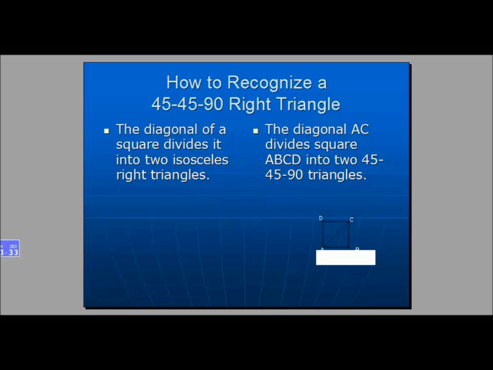There are two common situations in which 45, 45, 90 triangles occur. The first is in a square, because the diagonal of a square divides it into two isosceles right triangles, which of course are 45, 45, and 90.